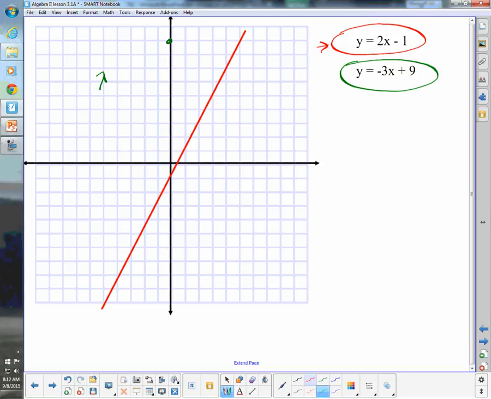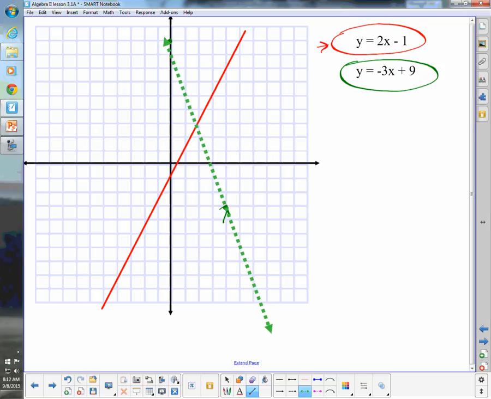And now my slope is negative 3. So negative 3 means I want to go down 3, 1, 2, 3, and right 1. Down 3 and right 1. Down 3 and right 1. And I'm going to keep doing this until I get my points. Usually I would be drawing the points as I go, but right now, no. Okay, now we're going to graph that line. This one goes from here down to that point.